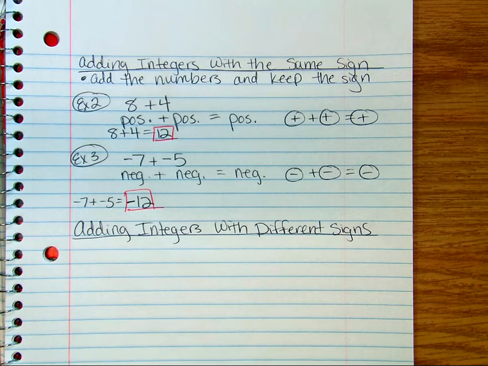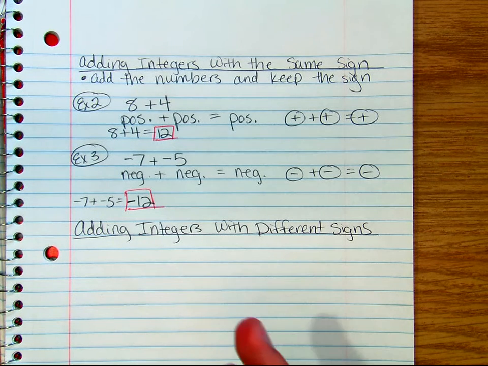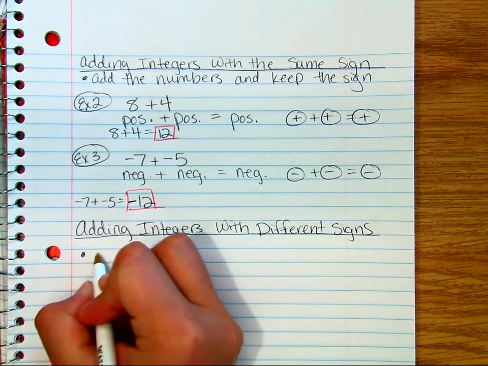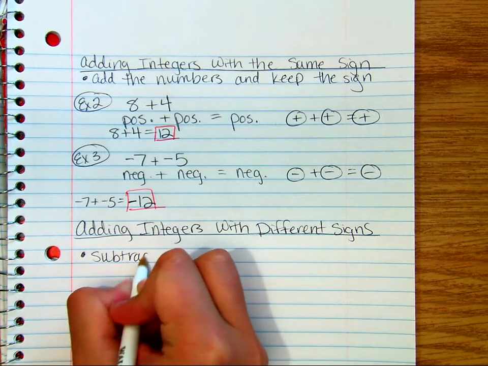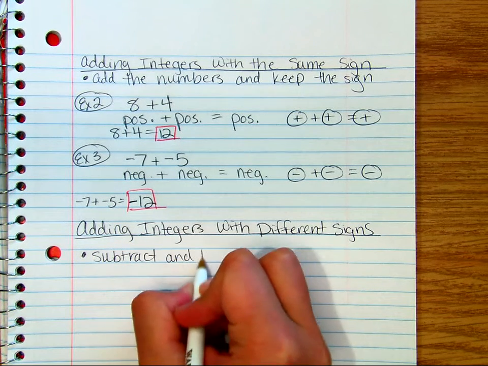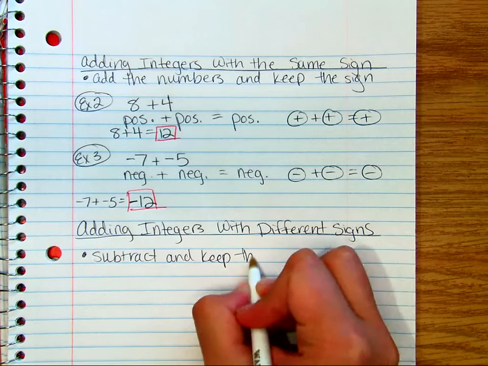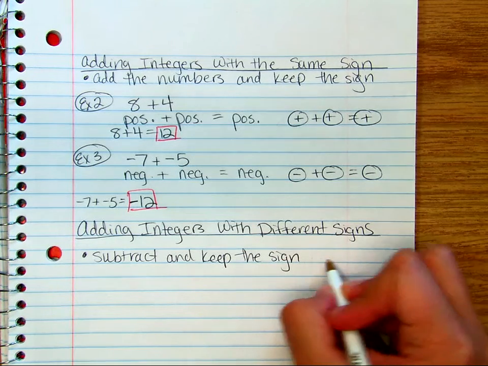All right, when our two numbers have different signs, what we do is we subtract the two numbers and take the sign of the bigger. So let's write that down. We're going to subtract and keep the sign of whatever number is bigger.